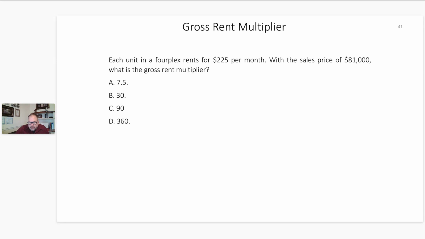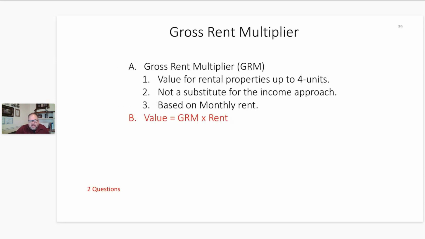All right, let's go back and review real quick. We said value equals GRM times rent. Okay, value is equal to GRM times rent. Now, you got to know this for the state exam. So my advice, if you get a problem like this, go to your scratch paper, write down the formula. Value equals GRM times rent. You got to know that, okay? So it's just an algebraic equation.